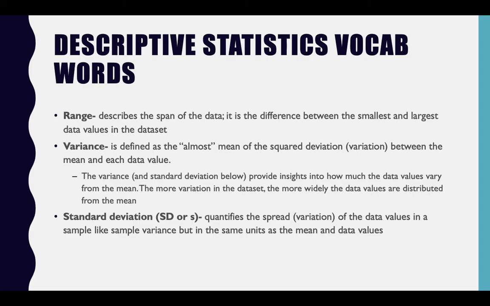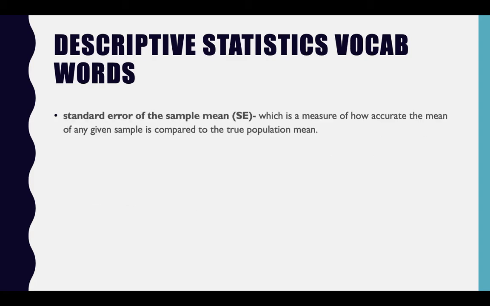And then last but not least, standard deviation, which also goes by capital S, capital D, or just lowercase s. And that quantifies the spread or variation of the data values in a sample, like sample variance, but in the same units as the mean and data values. Last but not least, you have standard error of the sample mean, also goes by capital S, capital E.